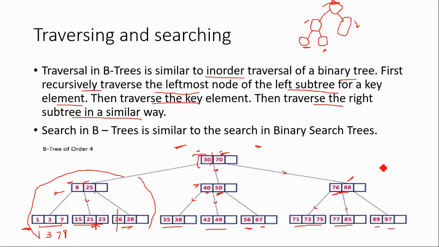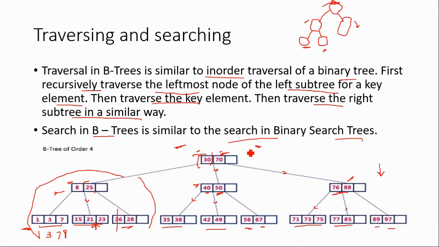Generally pre-order and post-order are not used for this BT. We generally use in-order only. And search in a BT is similar to the search in a binary search tree. So you can understand that element comparison is similar to what we have done in a BST. The only difference is that we are comparing within a node, and based upon the subtree we have to branch.